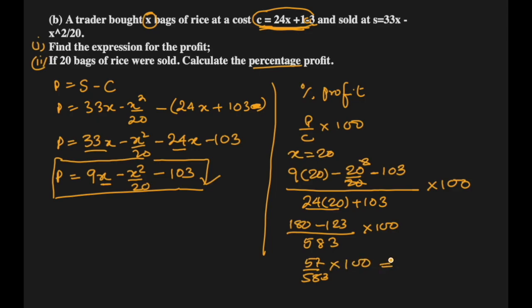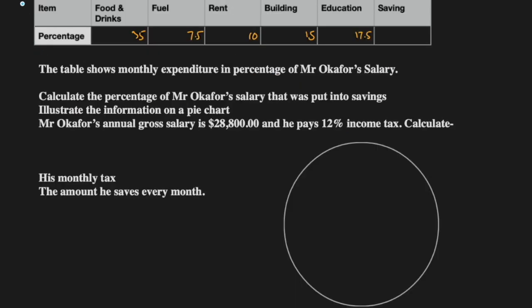Let's see. 57 divided by 583 equals 0.09777. So if I multiply by 100, it becomes 9.777%, and it's odd to show it like this. Let's round it off to one decimal place. 9.8% we can write.